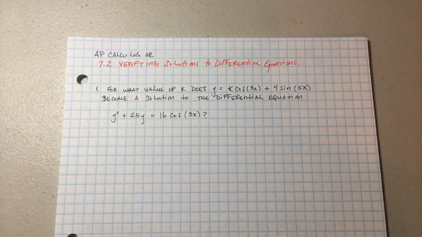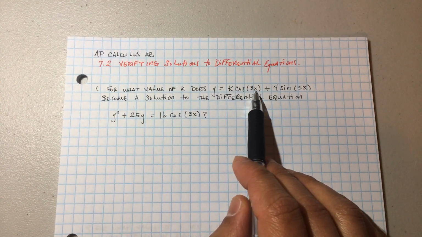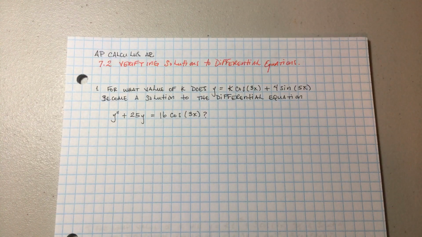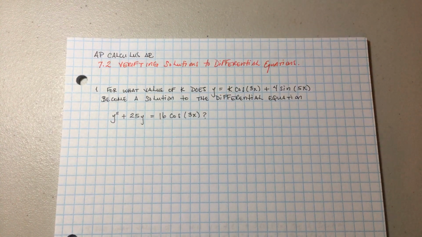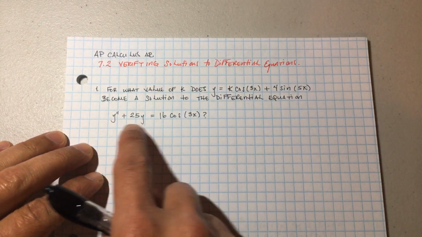It says, for what value of k does y equals k cosine of 3x plus 4 sine of 5x become a solution to the differential equation given by this one? So at first it becomes a little confusing, right? Because what does this mean?